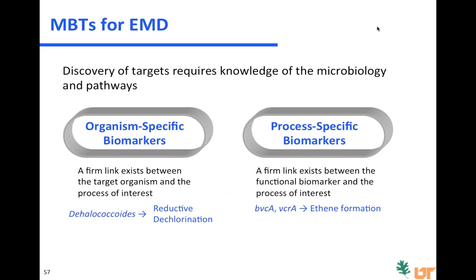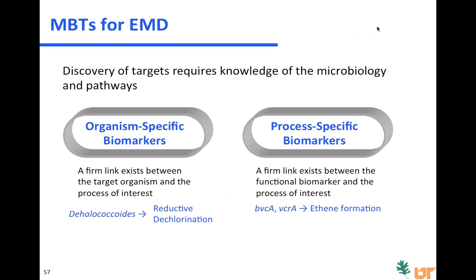Then on the next slide, very briefly about these molecular biological tools. When I talk about this, I typically mean quantitative real-time PCR, qPCR approaches that are very sensitive and give you quantitative information about organisms like Dehalococcoides that are tightly linked to a process, reductive dechlorination. But we also can target process-specific biomarkers. Example here also genes of Dehalococcoides, bvcA, vcrA are genes that encode specific reductive dehalogenases involved in ethene formation.